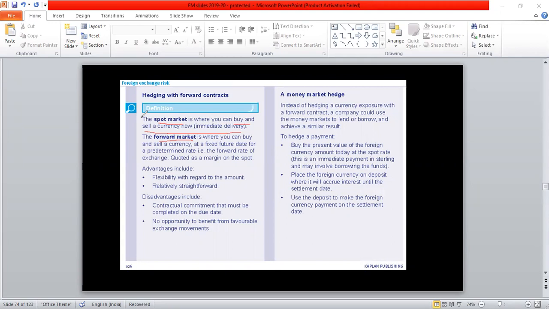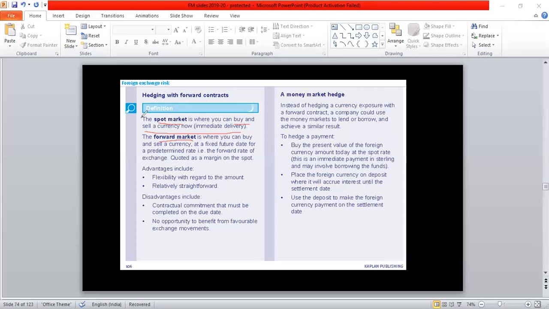The forward market is where you can buy and sell a currency at a fixed future date for a predetermined rate. That is the forward rate. So what is the advantage if you are not doing it immediately? It says that you will have flexibility, you can make the arrangement within that date, and have some kind of flexibility with that agreement. Then it is relatively straightforward, so all the terms and conditions which are mentioned will happen on those dates and under those terms and conditions.